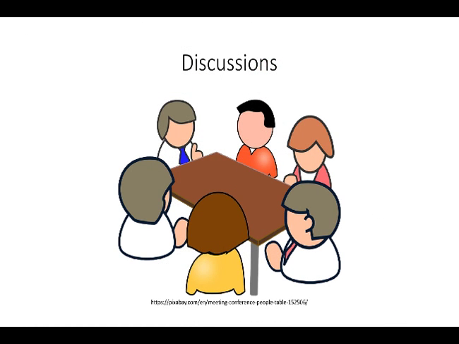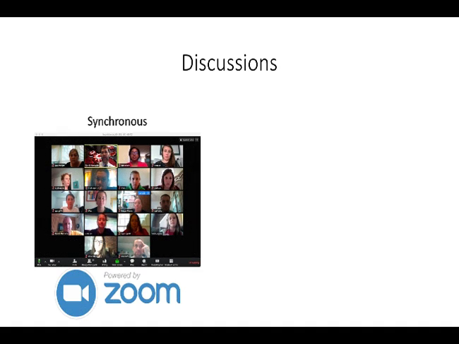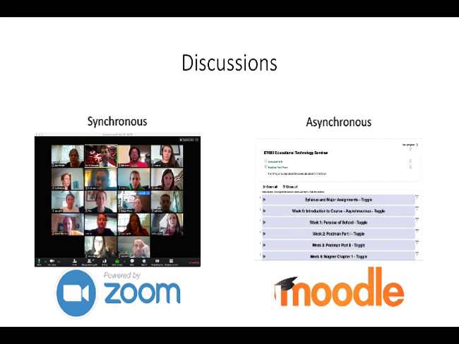So this class is mainly about discussions. We're going to sit around and talk about ideas. But we're virtual, so we're not going to sit around a table and talk about ideas. Instead, we're going to meet synchronously sometimes, a little less than half the class. We'll do that via Zoom. And we'll meet asynchronously, having discussions in discussion forums and other tools that Moodle allows us to have those discussions in.